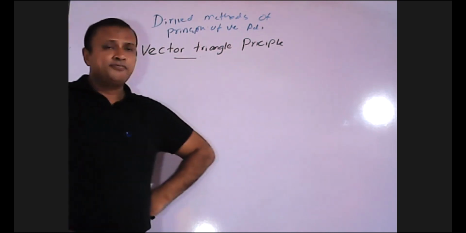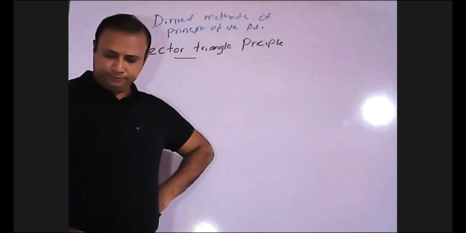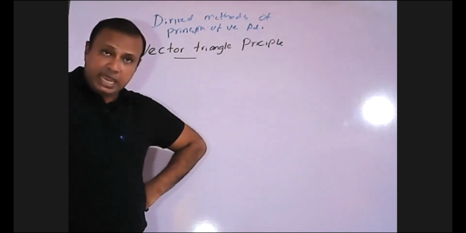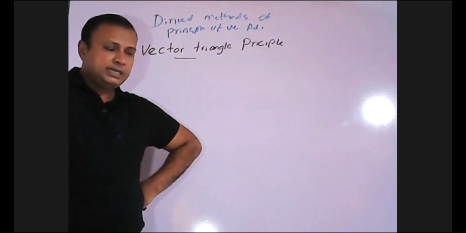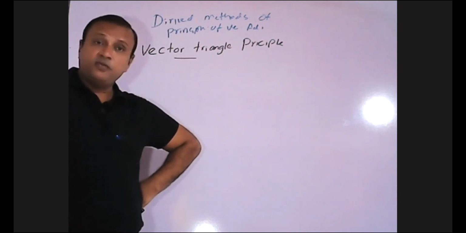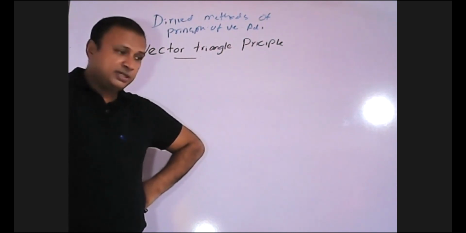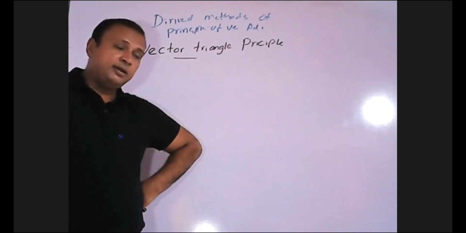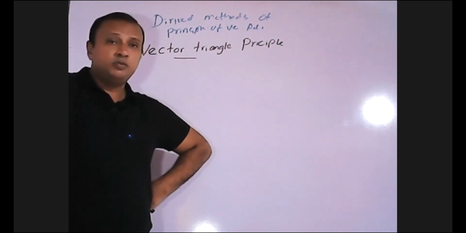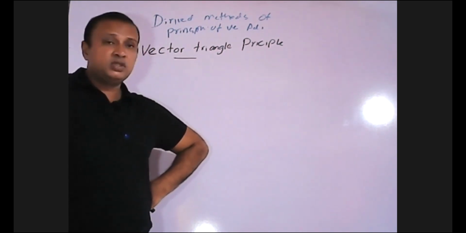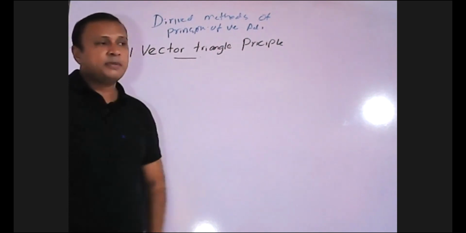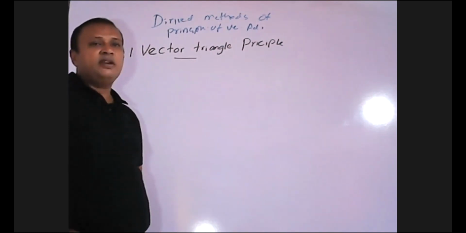If two same type vectors. Same type vectors means if you are using forces, both should be forces. If you are using displacements or velocities, all the vectors should be velocities or displacements. That is the meaning of same type.